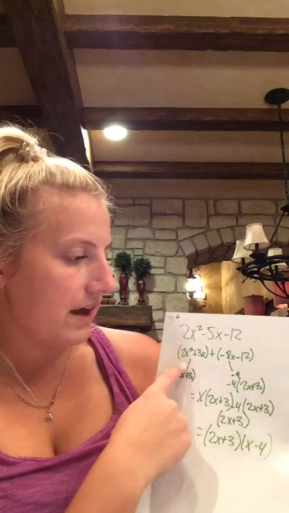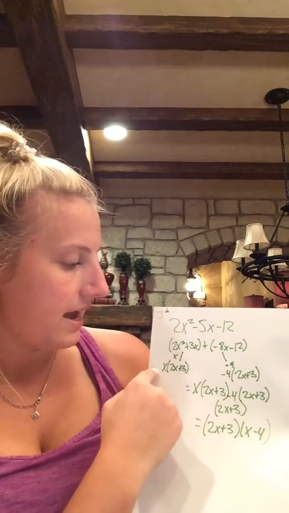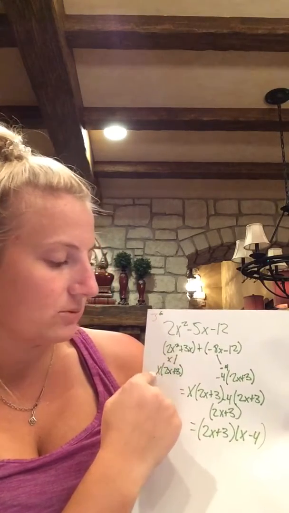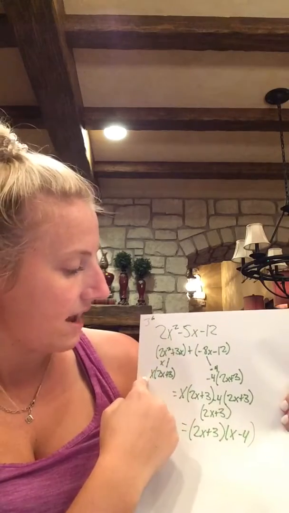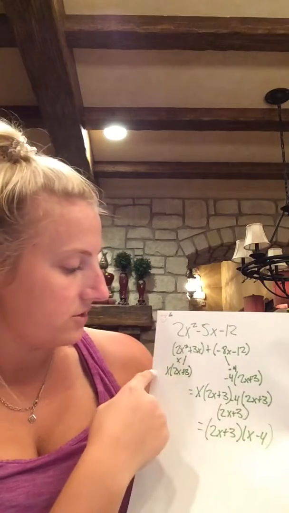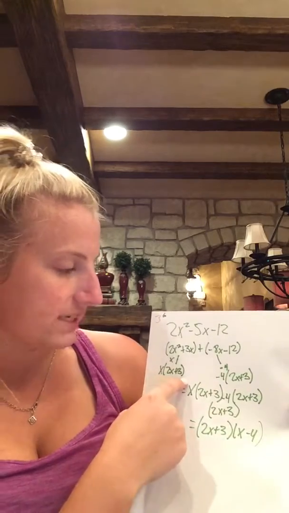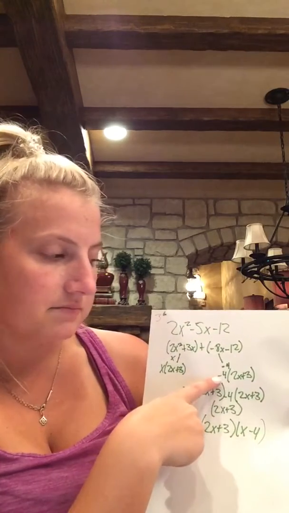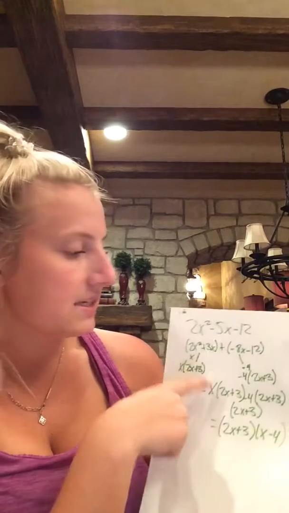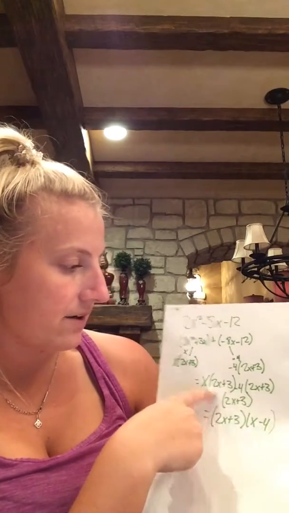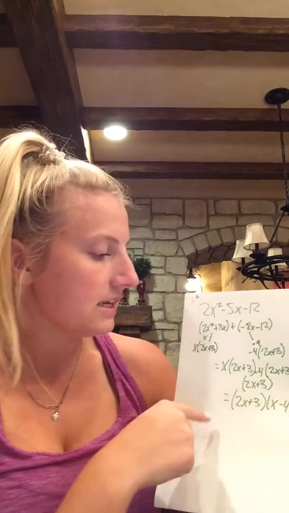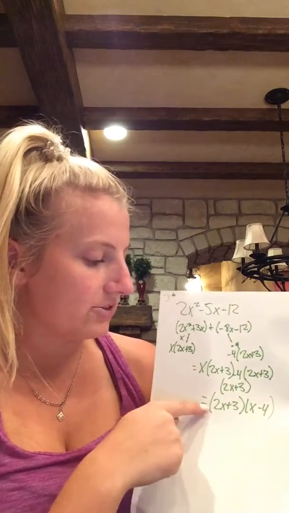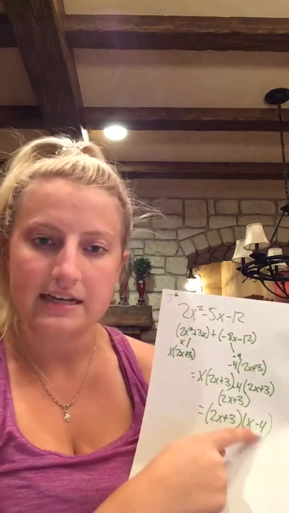And so I found a common term between the two. The common term in this one was x, and the common term in this one was negative 4. So I pulled the x out and the negative 4, and I was left with x times 2x plus 3, and then negative 4 times 2x plus 3. And so I came down here and put them back together, and the common term was 2x plus 3. So I took that out, and for my answer I was left with 2x plus 3, x minus 4.